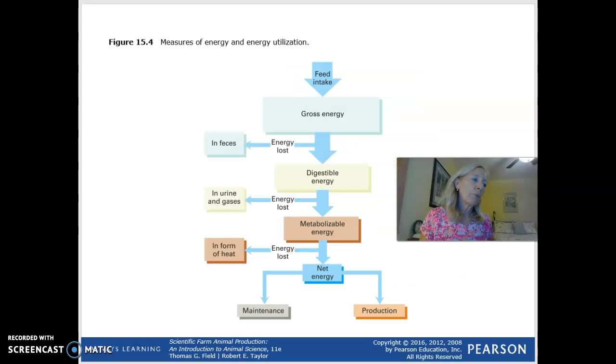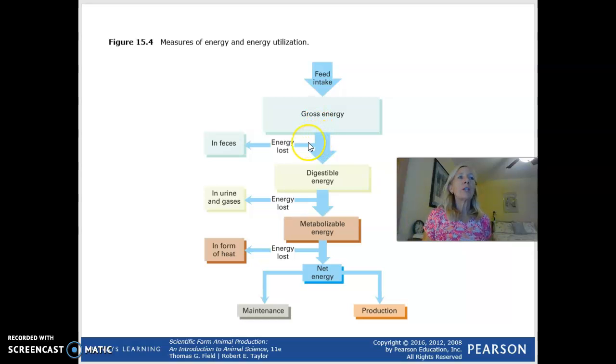Okay, so another thing that we have to be aware of is how we identify the energy that's in a feed. So I think this is really interesting because it makes you realize what a small amount of feed is actually used by an animal. So let's just say this was a cow. So a cow's eating food. That food that she takes in her mouth is full of gross energy. Not gross like ooh, gross, just a lot of energy. Gross, it's a big amount.